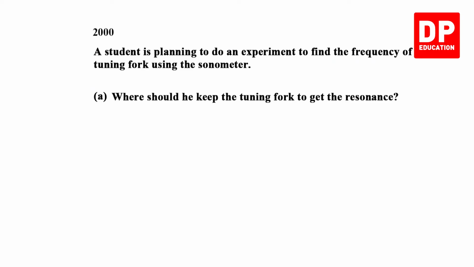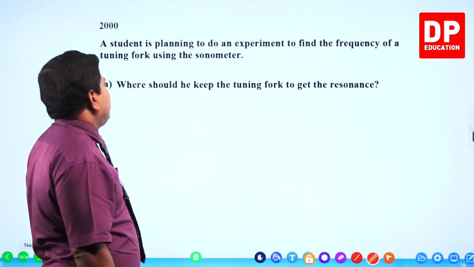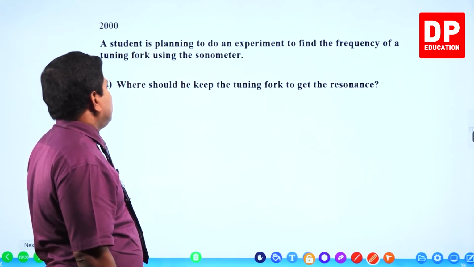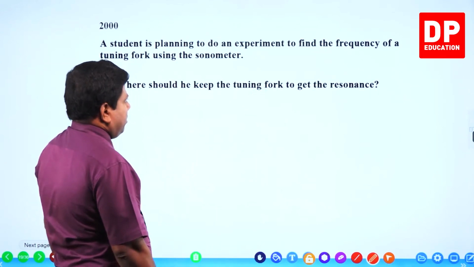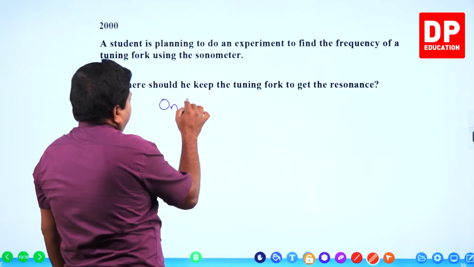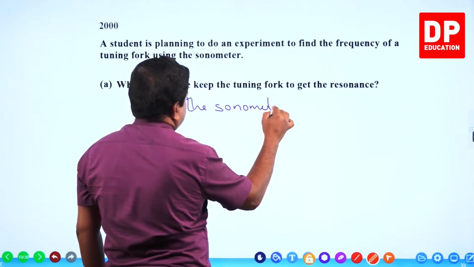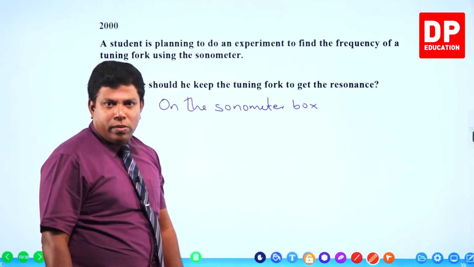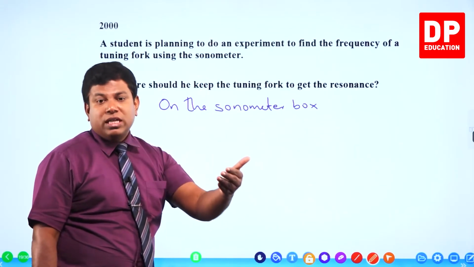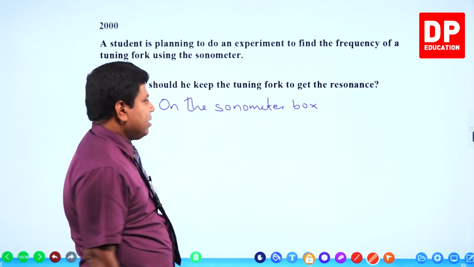So quite easy ones, straightforward easy ones. Look at this. Year 2000. A student is planning to do an experiment to find the frequency of a tuning fork using the sonometer. Where should he keep the tuning fork to get the resonance? On the sonometer box. We have discussed this several times. We have analyzed this in the other experiments also. Please go and see where we have used the sonometer and tuning fork in the experiments we have done. You will understand where we keep it.